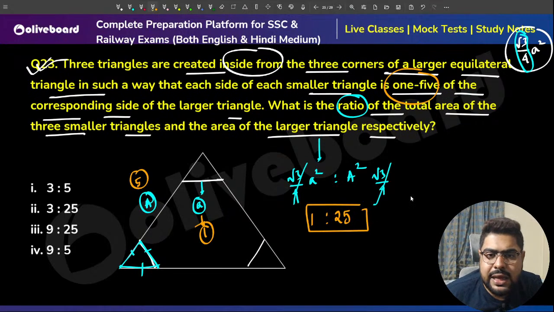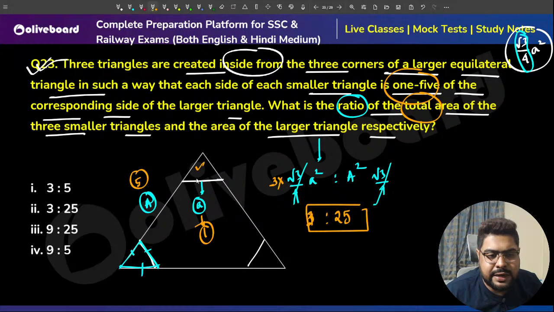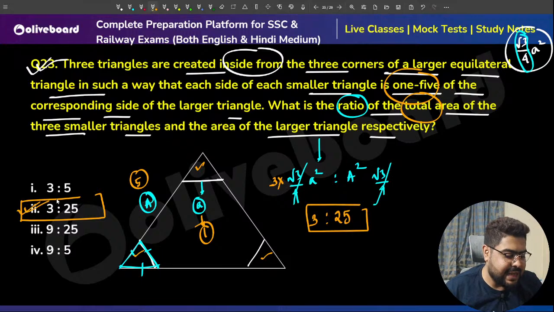अच्छा टोटल दे आर आस्किंग. अच्छा टोटल एरिया नहीं तो ये into 3 होगा. It will be into 3 because there are 3 triangles, one here, one here, one here, one here, one here, one here. So total 3, sir. Absolutely, sir. So 3 ratio 25. Option number 2. That's your correct answer.